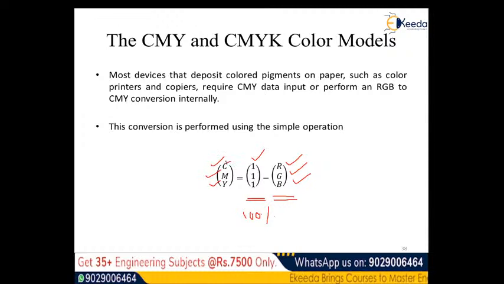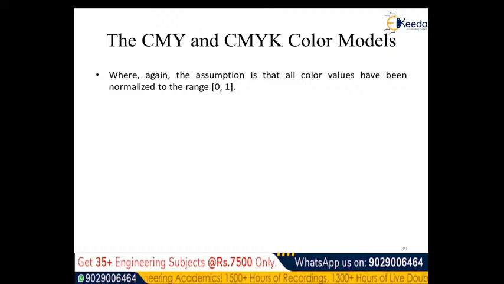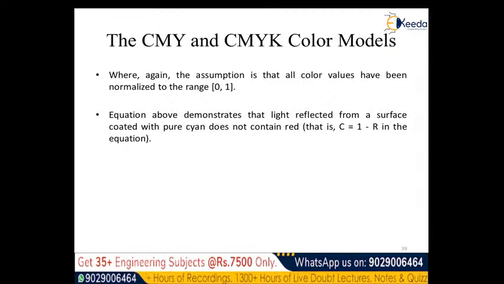So you can obtain cyan. Cyan, if you obtain it, will be just 1 minus the red component. The same thing we discussed on the previous slide. Here again we have the assumption of the range 0 to 1 as just discussed. The equation we have demonstrated for cyan, C equals 1 minus R. That is why I said that there is no reflection of the red component from the surface where there is uniform cyan.